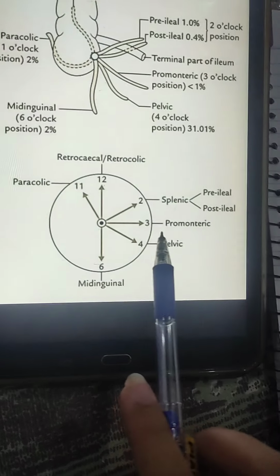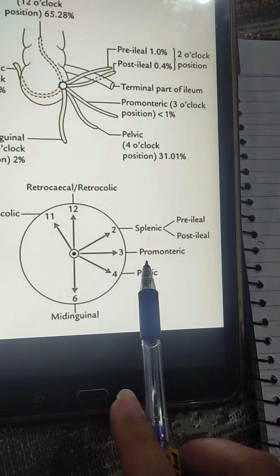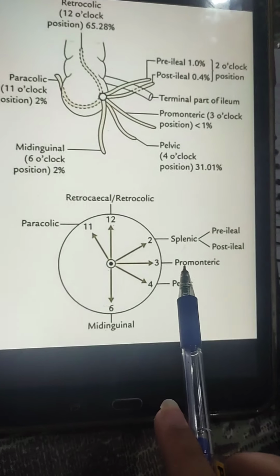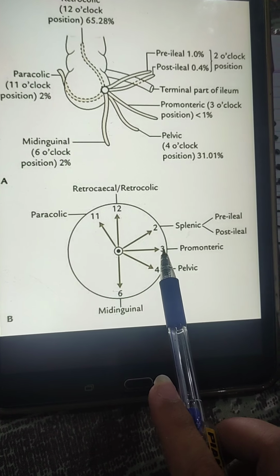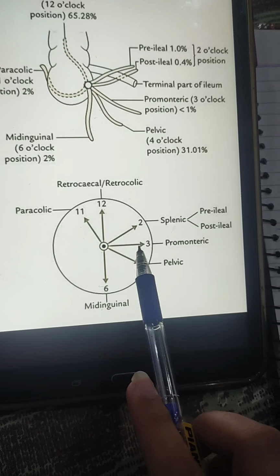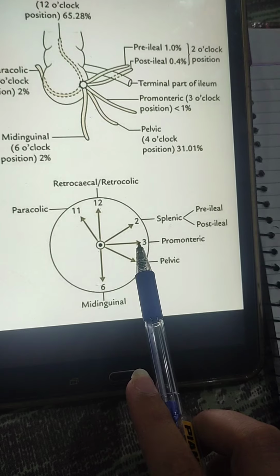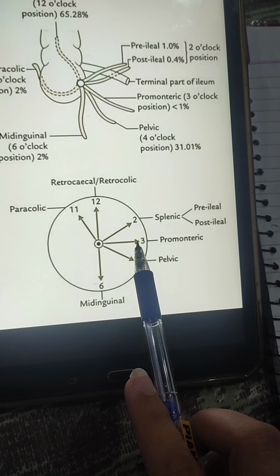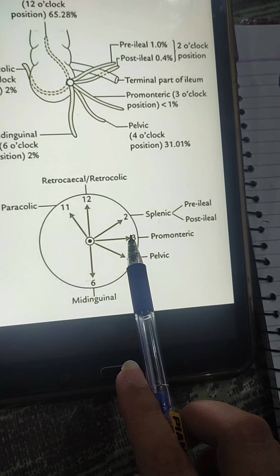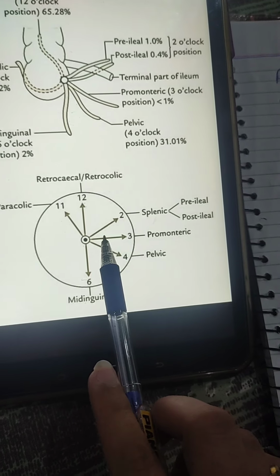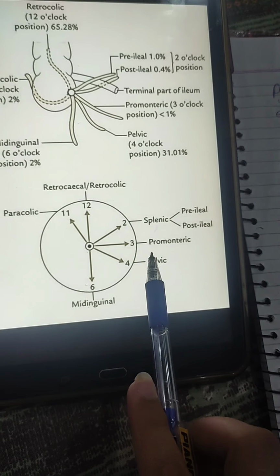After that we are only left with the promontoric position that we don't have a mnemonic for, and you can remember it easily as this is only one position to remember. So promontoric position is also known as 3 o'clock position. In this position appendix points towards the sacral promontory. What is sacral promontory? It is a bony landmark in the pelvis on which we sit. This is a bony landmark on which our body is lying when we sit. So if appendix lies at the sacral promontory, that is promontoric position. And I hope all these positions are clear to you.